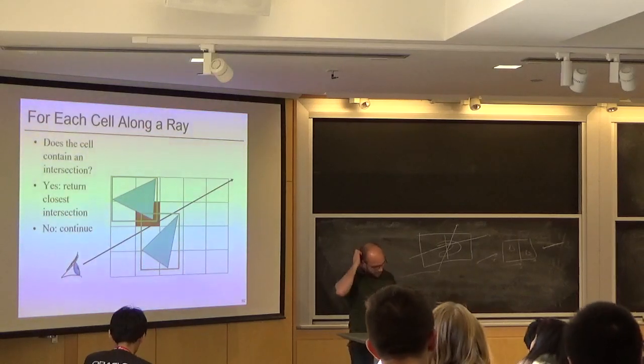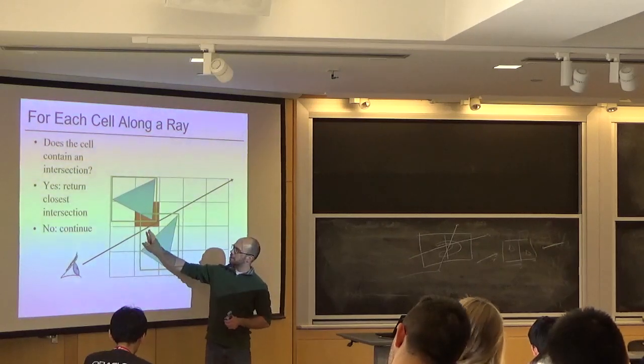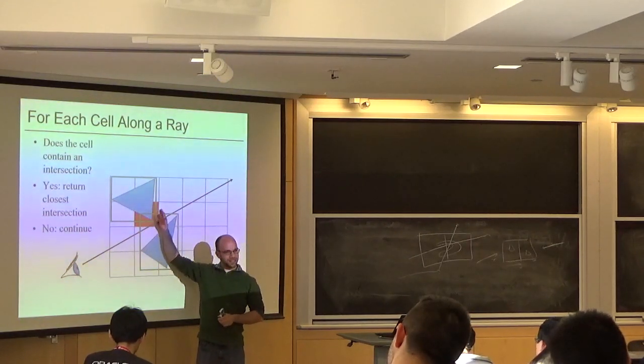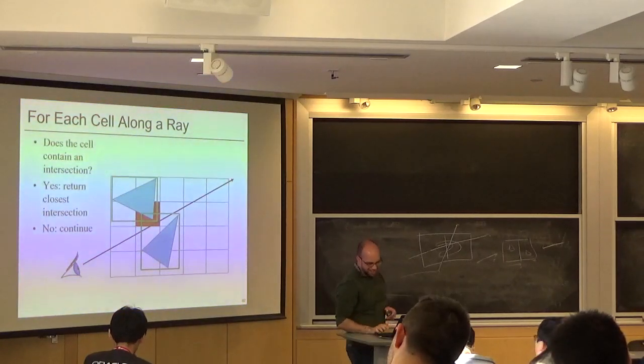So now, for every single cell along the ray, if it returns an intersection, we stop. If not, we move on to the next box, and we just play this kind of Tetris game of moving along the screen.